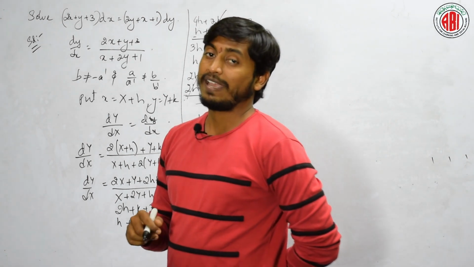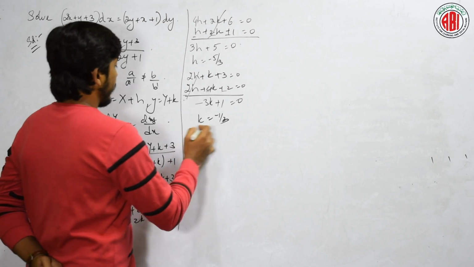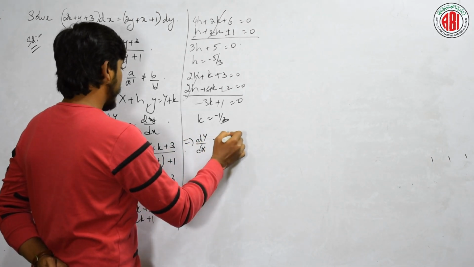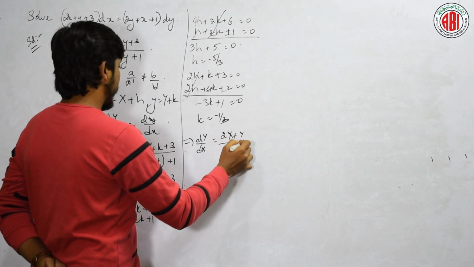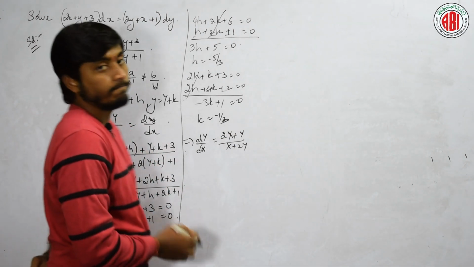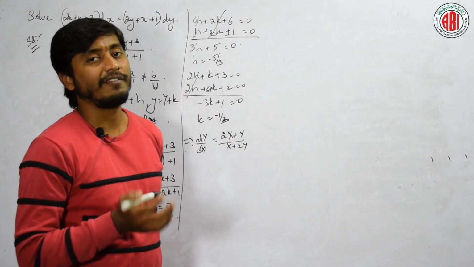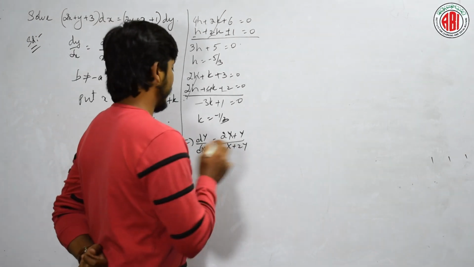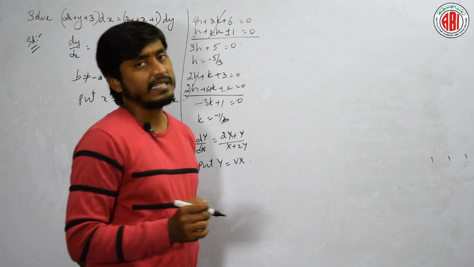We got the values of h and k, so if you substitute those values, my dY by dX will become (2X plus Y) by (X plus 2Y). So, is it homogeneous or not? Yes, it is homogeneous. So what can we do from here? We can directly use our homogeneous method. Is it clear? Yes or no? What did we do here? Just tell me again.